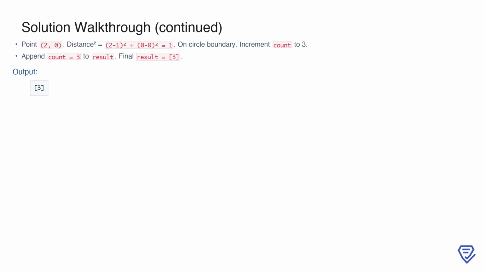After processing all points, we append this count to result. The final output for this query is [3], as all 3 points lie exactly on the boundary of the circle. This concludes the example, highlighting how boundary cases are handled effectively.